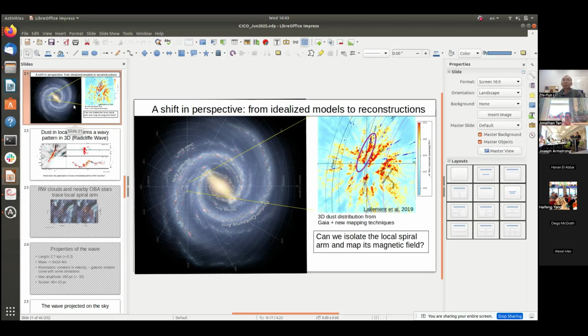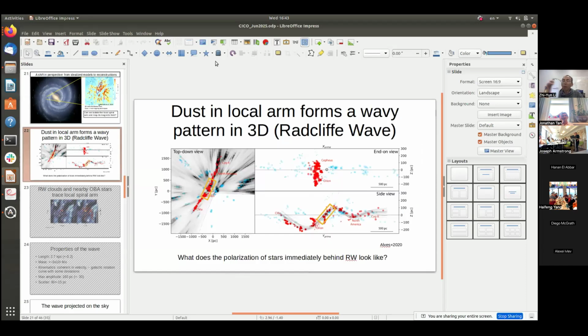Well, coming back to the Radcliffe wave, then, what is the wavelength again, and what are the theories for explaining the wavelength, and does it relate to magnetic field strength and the Parker instability? Yeah, so the wavelength is around a kiloparsec. The total length is around 3 kiloparsecs.